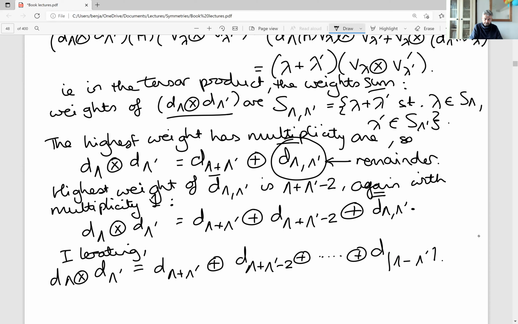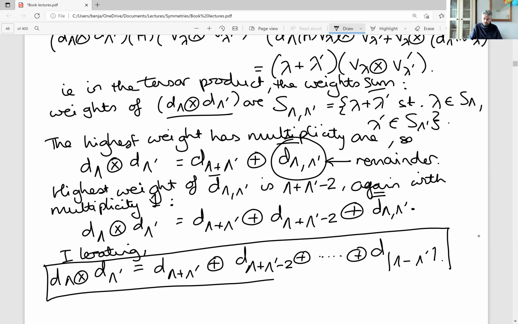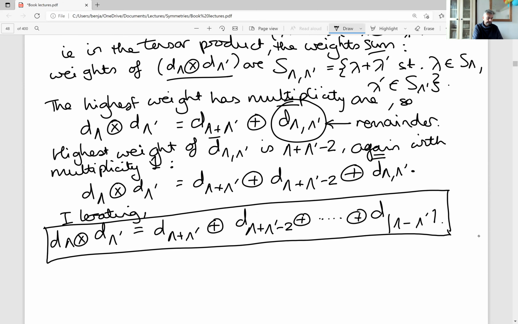Now, why have I stopped at d modulus lambda minus lambda prime? Well, we run out of eigenspaces there.